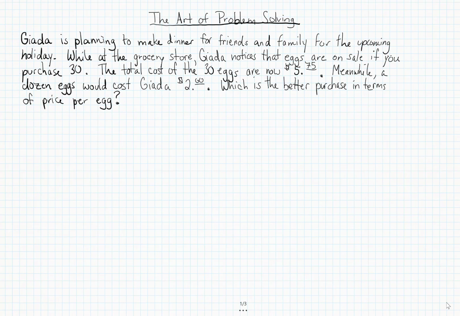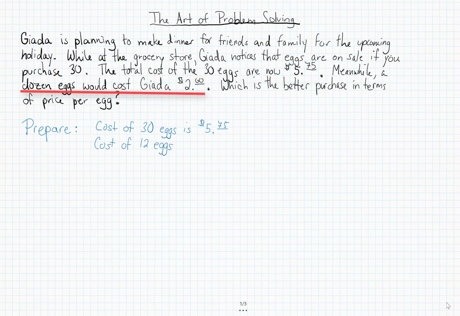The way we do this is we have to go through a process, and the process begins with preparing. When we're preparing, there are a couple of different approaches. You can start with what you're looking for, or you can just write down some of the given information. To get in the swing of things, I'd suggest writing down the given information and working from there. In this case, the given information is the cost of 30 eggs is $5.75, and you can see that right in here. In a similar manner, we have the cost of 12 eggs being $2. That's given right in the problem.